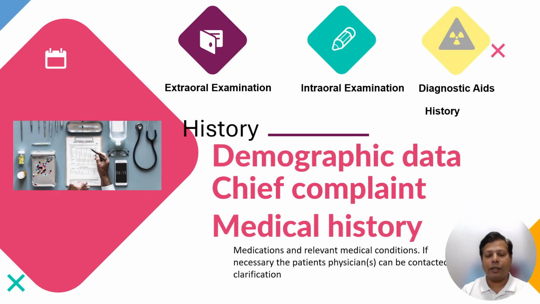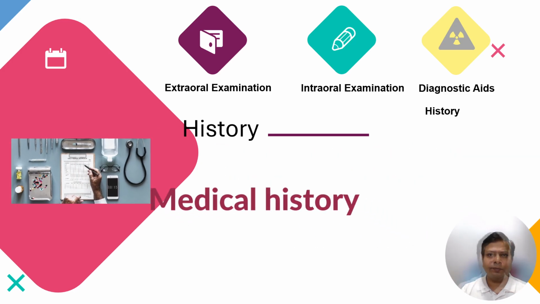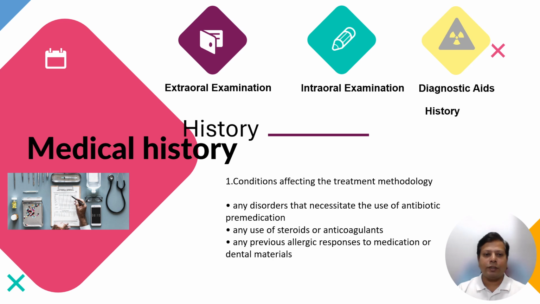In medical history, generally the medications taken by the patient and relevant medical conditions are noted down. If in certain cases required, then we can contact the physicians of the patient for further information. Basically, we divide this medical history into four broad classes. The first one contains conditions affecting the treatment methodology, which generally include any disorders that necessitate the use of antibiotic premedications, any use of steroids or anticoagulants, and any previous allergic responses to medications or dental materials.